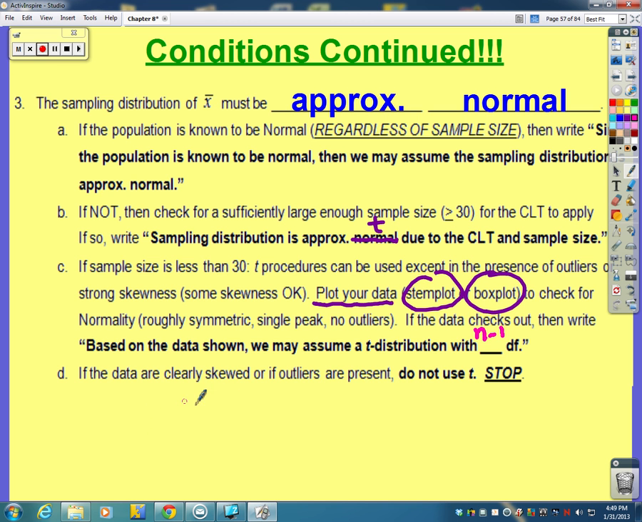And if the data are clearly skewed, or if you see outliers when you do this up here, then you will just say you cannot use t-procedures. You may not assume a t-distribution. So stop, do not proceed, don't do the problem.